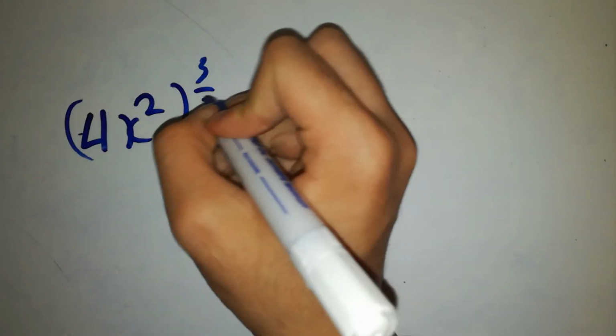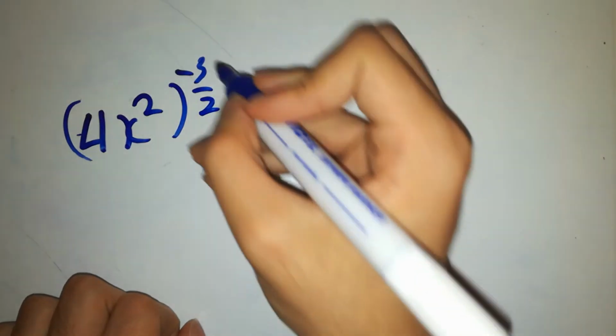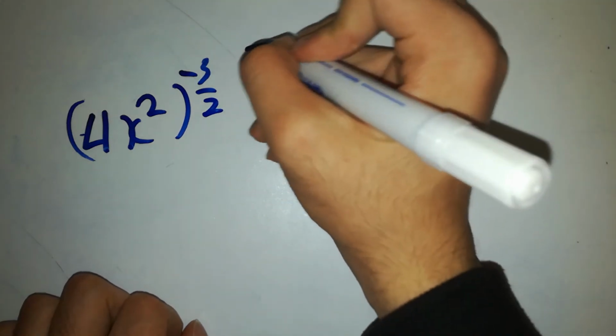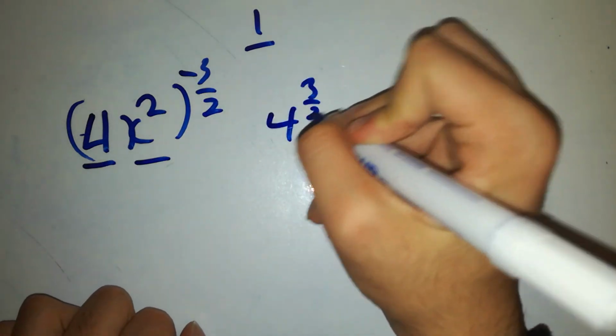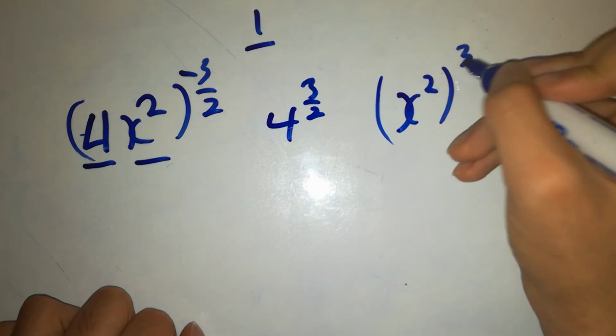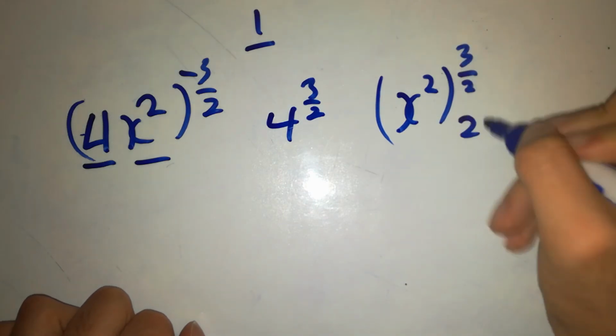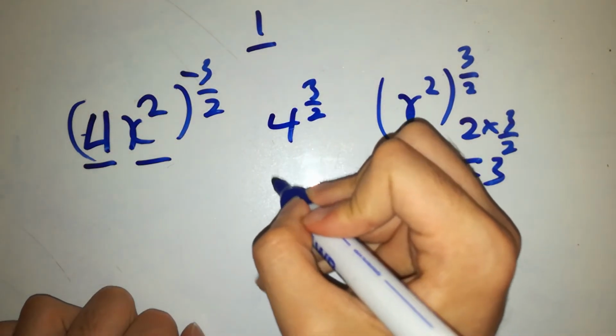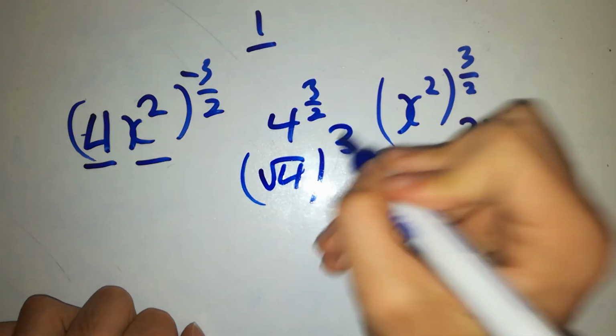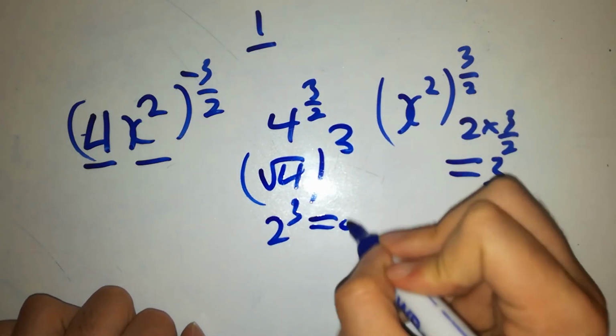Now we're going to do another algebraic example with the combination rules as well. So, 4x squared, to the power minus 3 over 2. So you want to get rid of the minus first, and then you want to split up this and this. So we've got 4 to the power 3 over 2, and x squared to the power 3 over 2, which is just 2 times 3 over 2, and that equals 3. Then you square root 4 using the rule again, so it's just 2 cubed, and that's equal to 8.